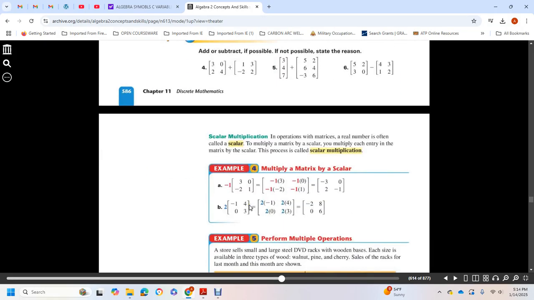Scalar multiplication. The operation of multiplying a matrix by a real number, often called a scalar. To multiply a matrix by a scalar, multiply each entry of the matrix by the scalar. This process is called scalar multiplication.